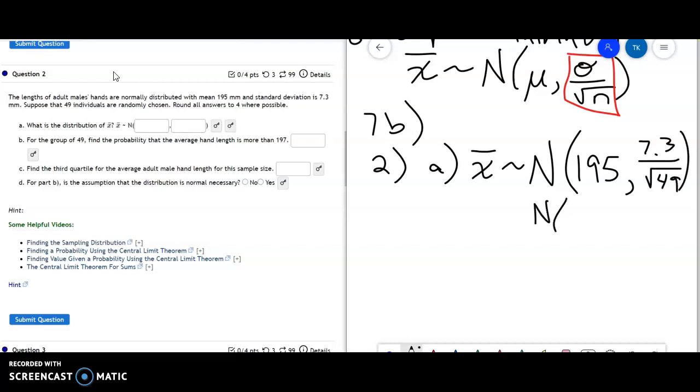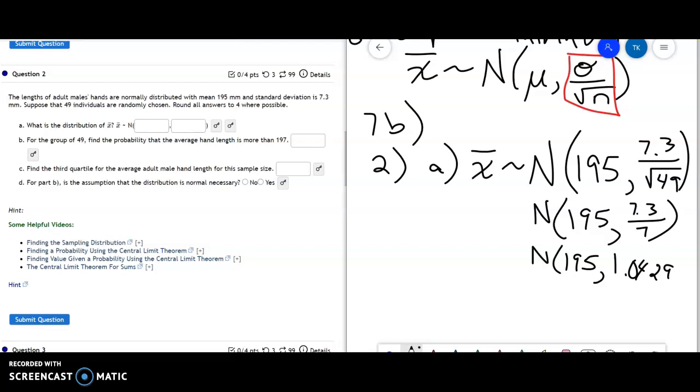So to clean that up a little bit, it would be 7.3 divided by 7. You would go ahead and figure out that decimal, which they're asking you to round to 4 decimal places. When I did 7.3 divided by 7, I have approximately 1.0429. So when you have a group of data, that standard deviation is going to be slightly different.